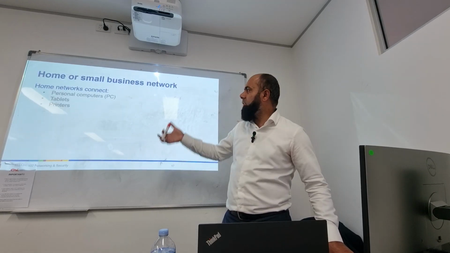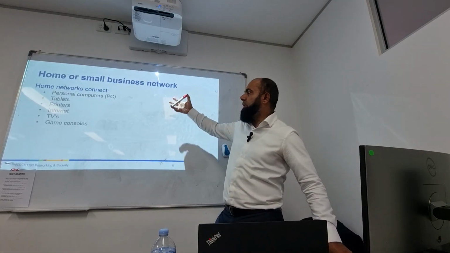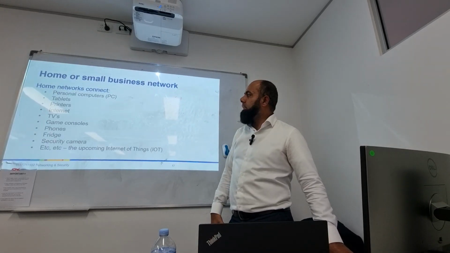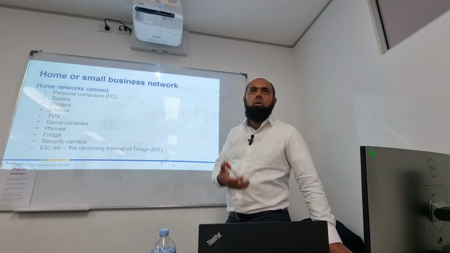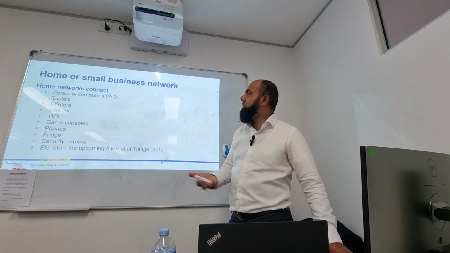Coming to home networks, what are the things in home networks? PC, tablets, printers, internet, TV. These are all different devices we can use at home, and they also use IP addresses, and they are connected with each other.